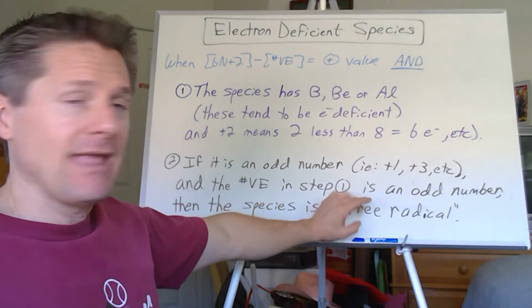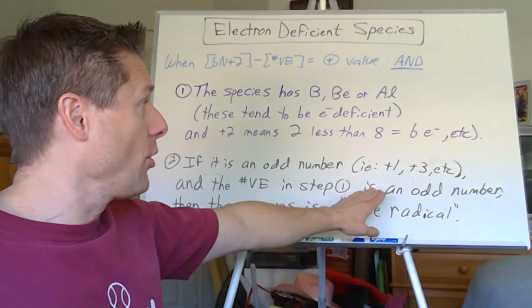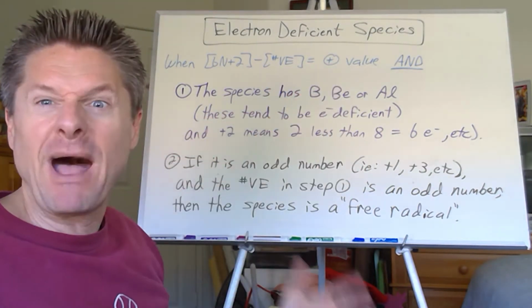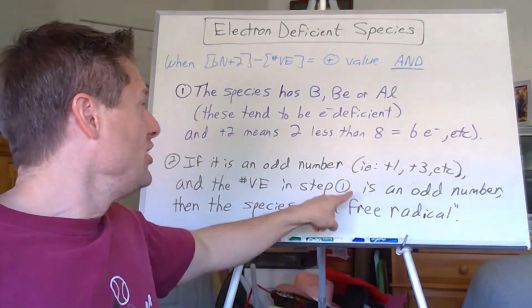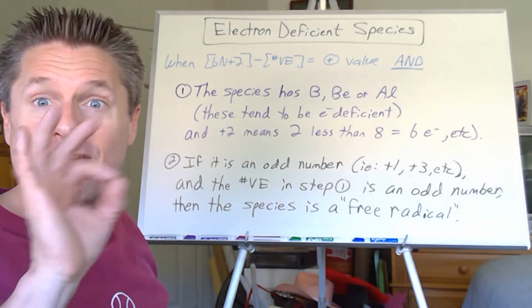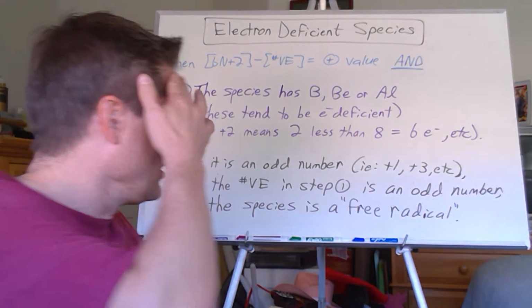That's an indicator that if you have an odd number of valence electrons total and you do step 2, 6n plus 2 minus number of valence electrons, you get like a positive 1 or a positive 3. You've got a special type of electron deficient species called a free radical where you have a single unpaired electron on there.